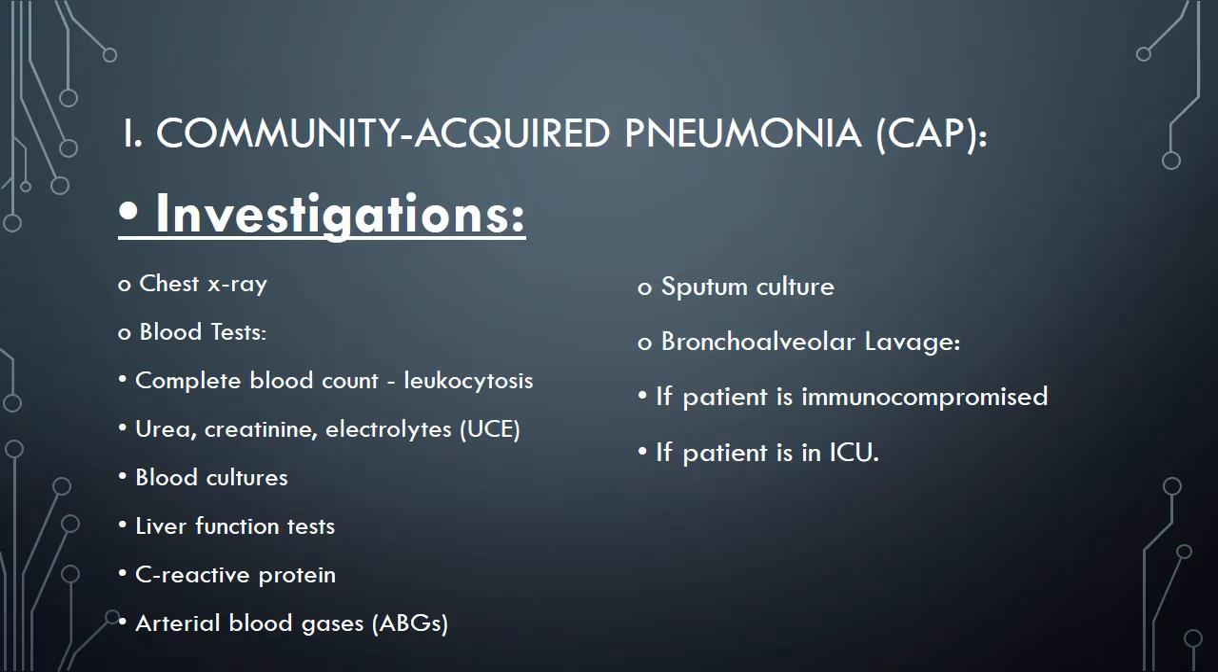So for the diagnosis of community acquired pneumonia, we can perform chest X-ray, which will either show consolidation in case of typical pneumonia or bilateral chest infiltrates in case of atypical pneumonia. Blood tests can also be performed, which include complete blood count, which may show leukocytosis. Urea creatinine electrolytes can also be done, blood culture, liver function test, C-reactive protein, arterial blood gases, sputum culture. And if there is difficulty in obtaining sputum, then bronchoalveolar lavage can be done, if the patient is immunocompromised or in ICU.